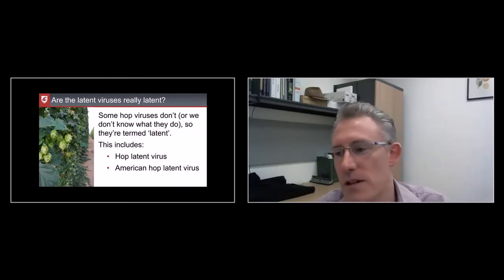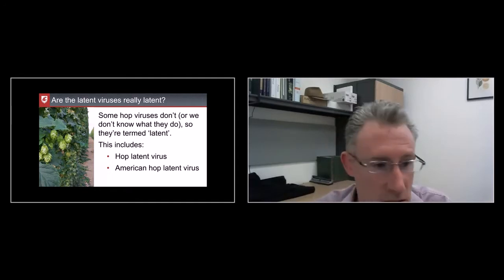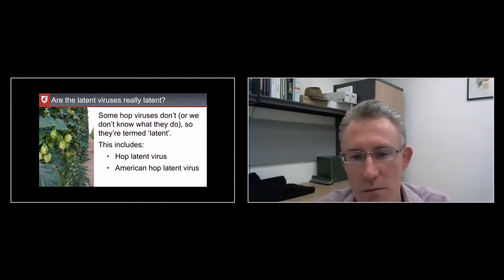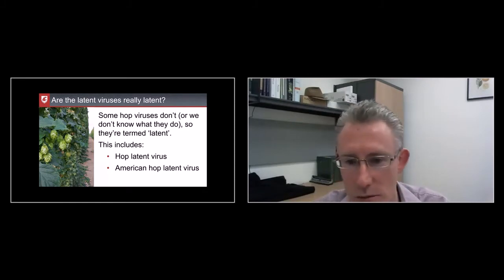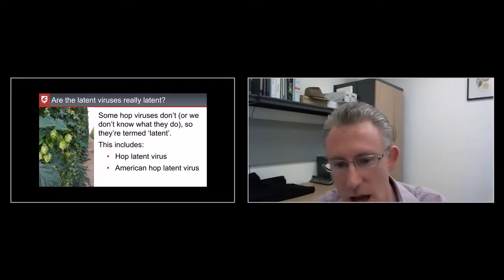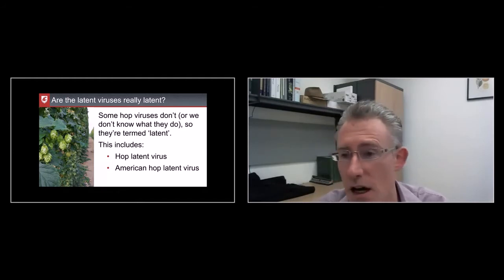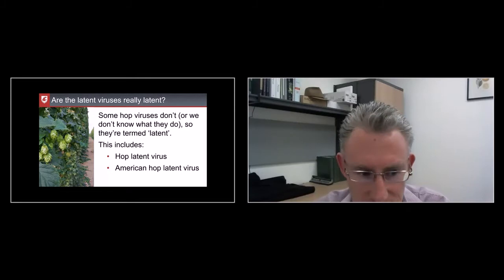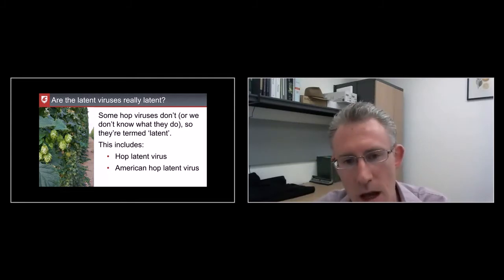But some of the hop infecting viruses, we don't really know what they do. They exist, they're there, but we don't know what harm or damage they cause to the plant. And so in virology shorthand, we call them latent, which is pretty much saying they're there and we don't know what they do. In hops, there are two viruses that come under this category, and that's hop latent virus and American hop latent virus. They're both carlaviruses, both aphid transmitted, and both rather prevalent in the US hop industry.